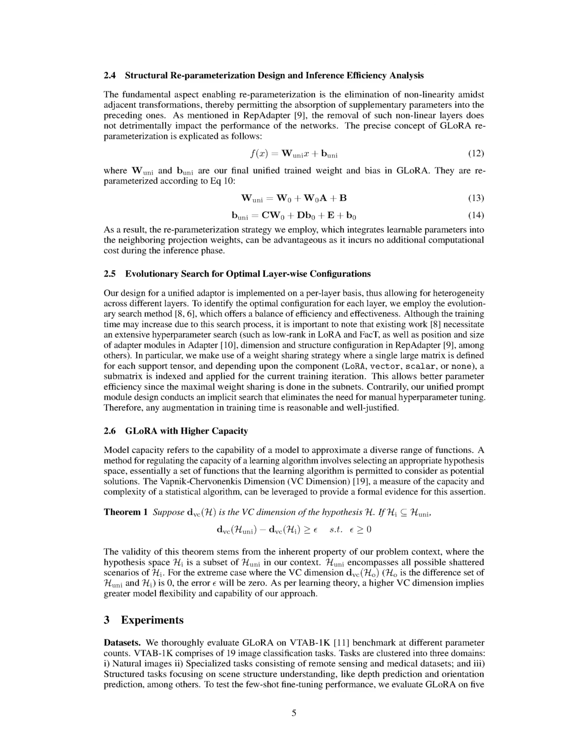Section 3 Experiments. In our third series of experiments, we thoroughly test GLoRA, our model, using the VTAB-1K benchmark at various levels of parameter counts. VTAB-1K is composed of 19 different tasks related to image classification. These tasks fall into three distinct categories: First, natural images. Second, specialized tasks that include remote sensing and medical datasets. Third, structured tasks that emphasize understanding the structure of a scene, such as predicting depth or orientation.